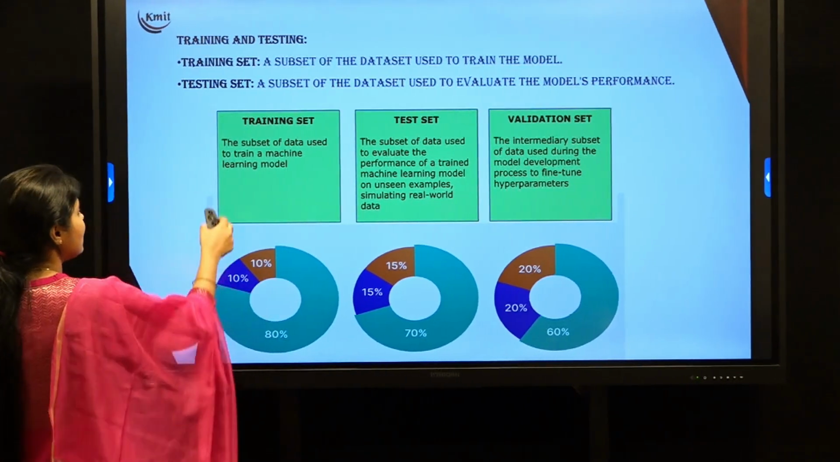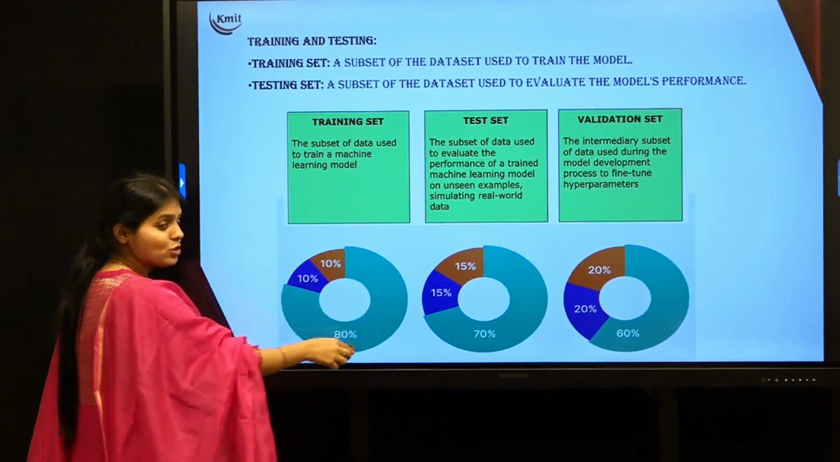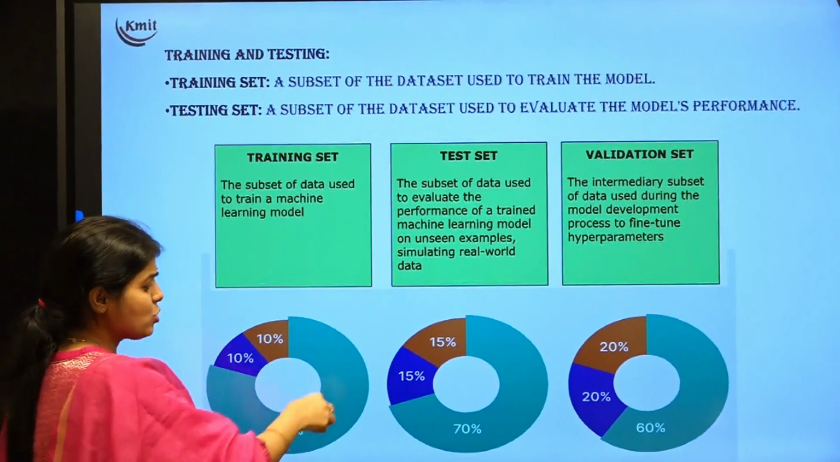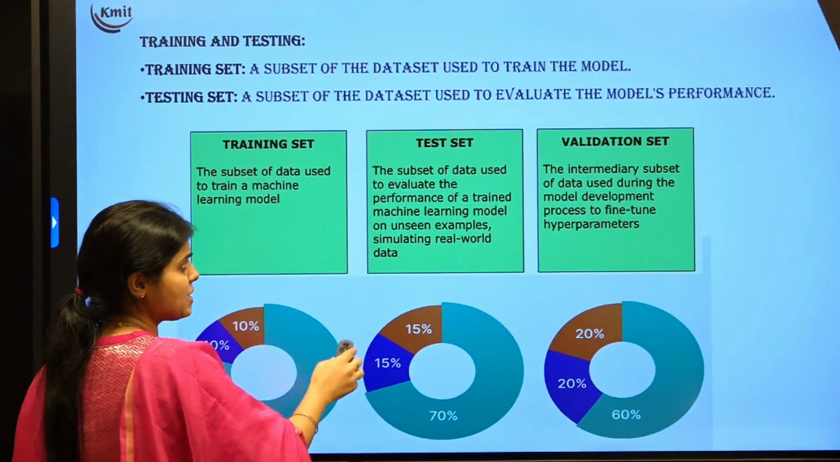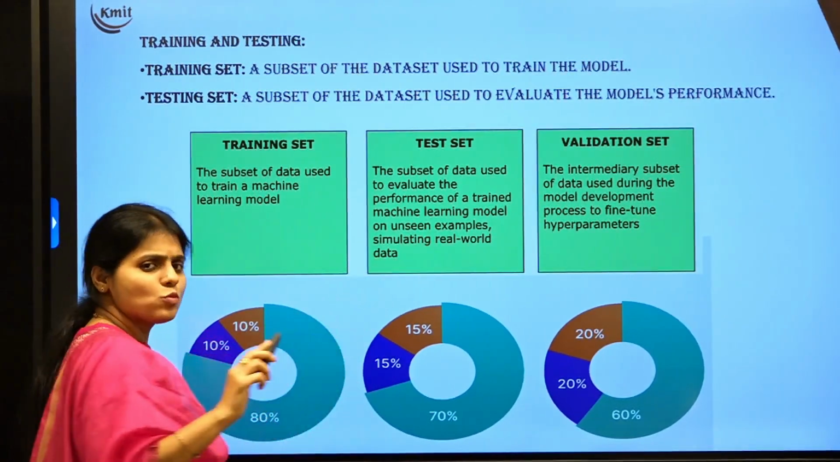Apart from this, training data is nothing but the subset of data that is used to train the machine learning model. As you can see, 80% of the data I am using for training. The remaining data I can use for testing. So testing and validation, these two terms work together.